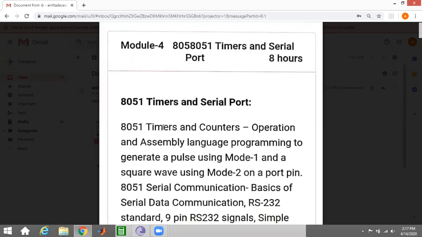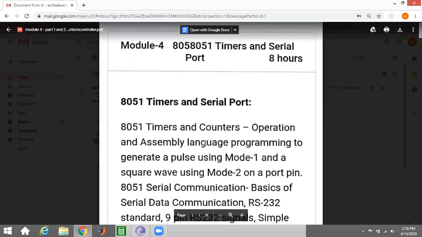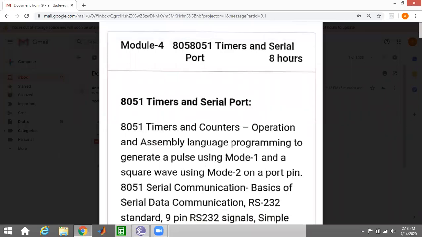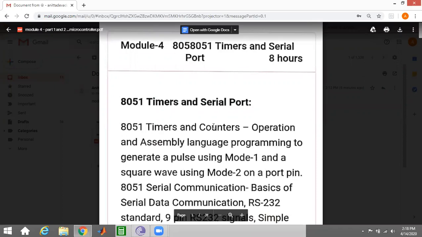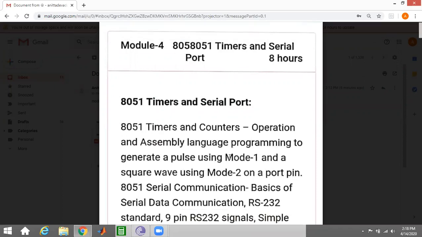So yesterday we studied the timers part, and the next thing is counters. What we need to study from timer and counter is simple assembly language program operation, and assembly language programming to generate a pulse using mode 1 and a square wave using mode 2 on a port pin. These things were in yesterday's programs. Using timers and counters, we need to do simple programs.